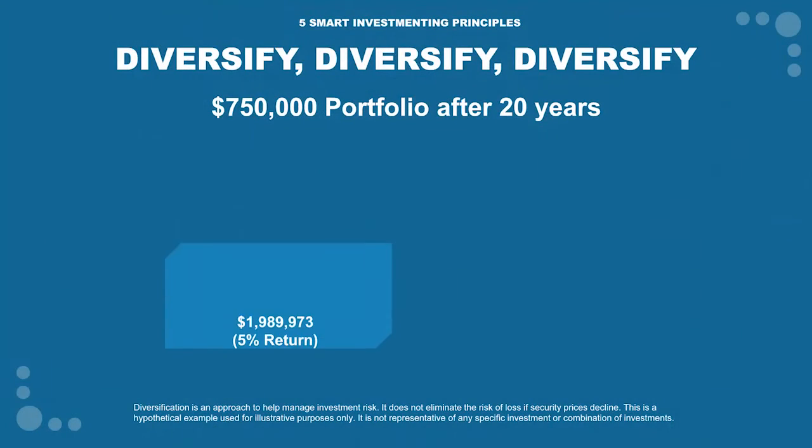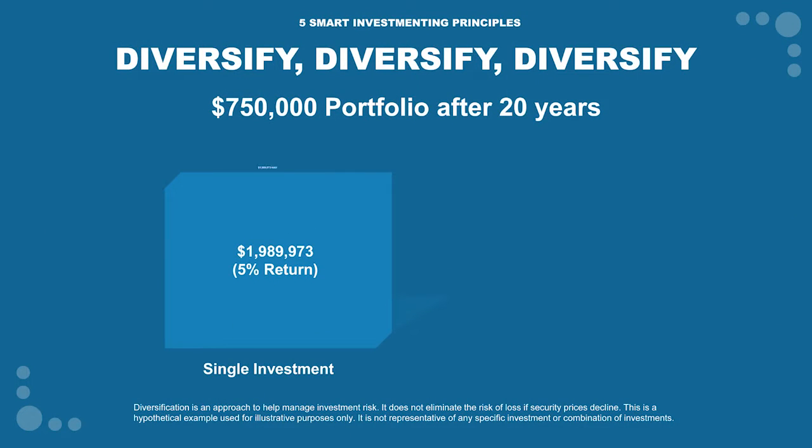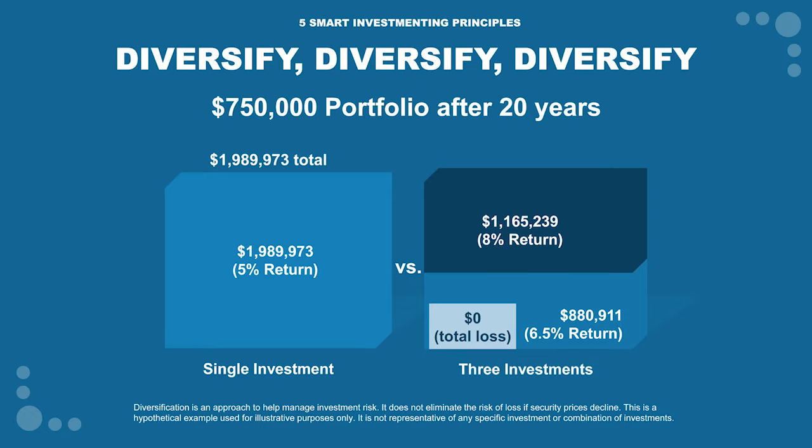After 20 years, the single investment, assuming a 5% return, will have grown to roughly $2 million. During the same period, our diversified portfolio will have grown to just over $2 million. And in this example, we're assuming that one of the investments was a total loss. That is, it was worth nothing at the end of the 20 years.